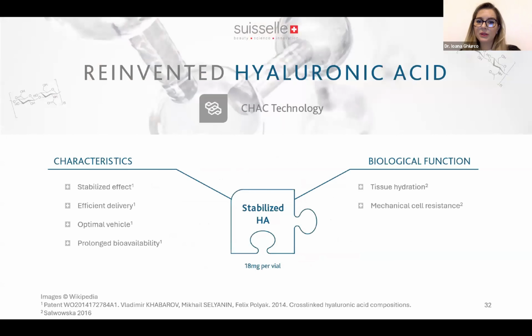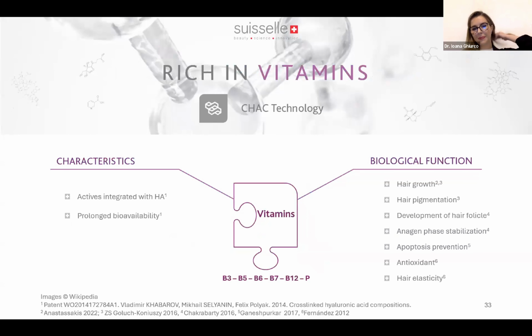Everything together, and every ingredient has its beneficial effect in the tissues where this is delivered. For example, the hyaluronic acid, we know that it has the property to hydrate tissue. As we mentioned, it will stay there for a while, it will not be immediately degraded, and it will give a mechanical cell resistance. At the same time, this is an optimal vehicle for the active ingredients that we discussed already and will discuss further. Can you go to the next slide, please?